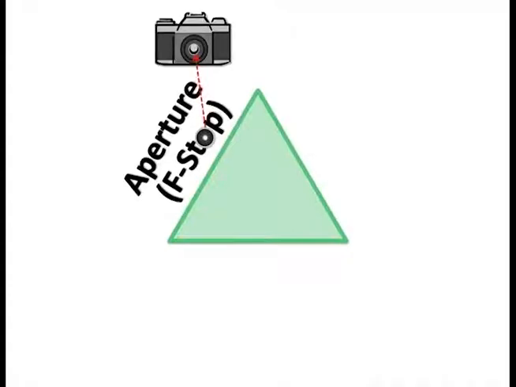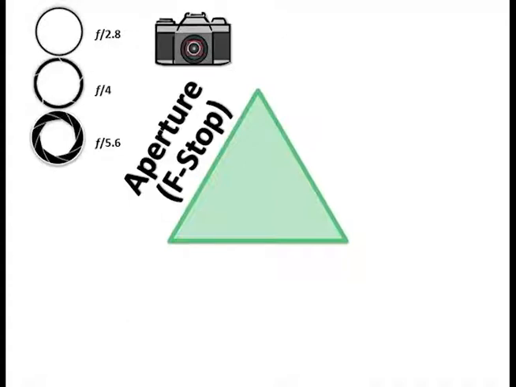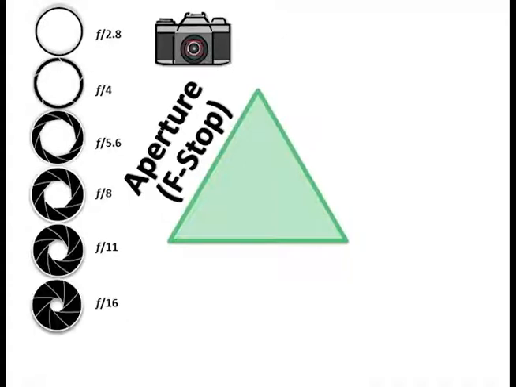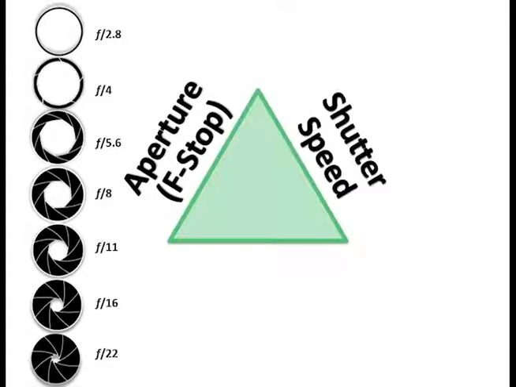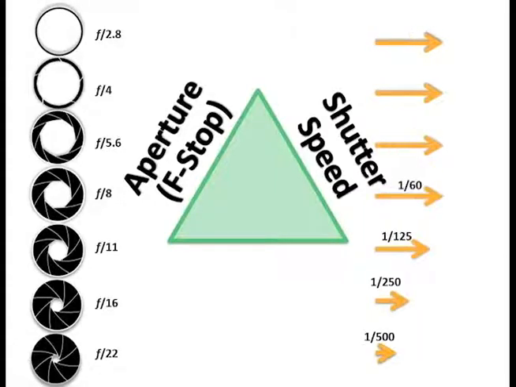The aperture is the hole in the lens that light passes through when a picture is taken. The size of the aperture, also known as the f-stop, can be adjusted. Larger openings allow for more light to enter the camera. Shutter speed is the length of time that the camera's sensor or film is exposed to light from the lens. Longer shutter speeds allow for more light to enter the camera, resulting in increased exposure.